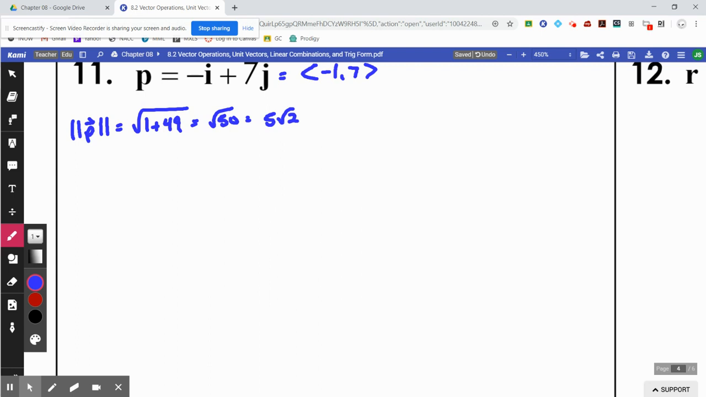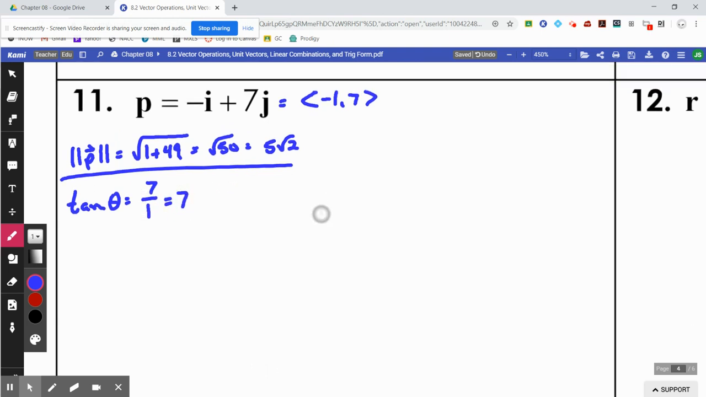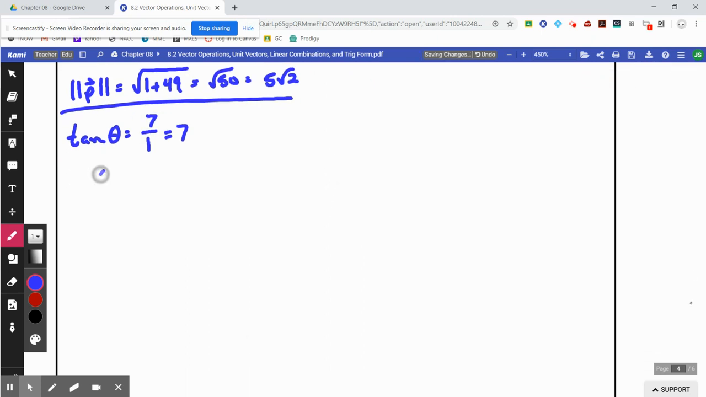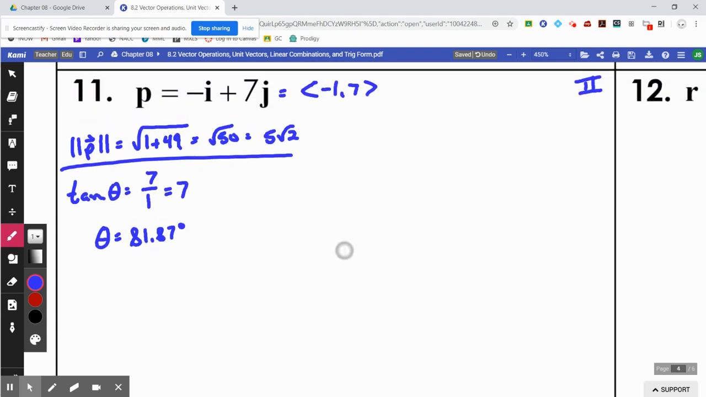Next up, we need an angle. So we know that the tangent is equal to b over a, which is 7. We are looking for a negative 1, 7. That would be a second quadrant angle. So let's do the inverse tan to find our reference angle, and I get 81.87. Again, that's a reference angle.